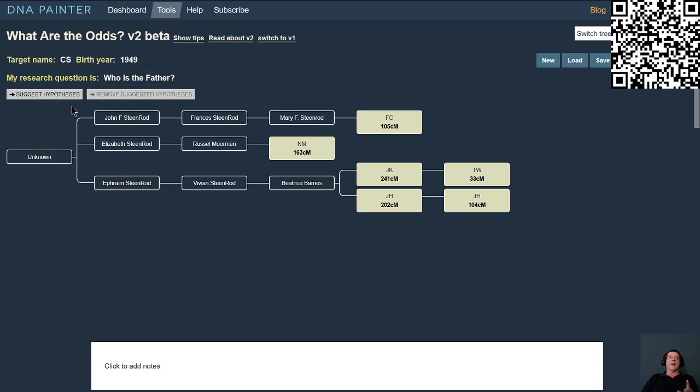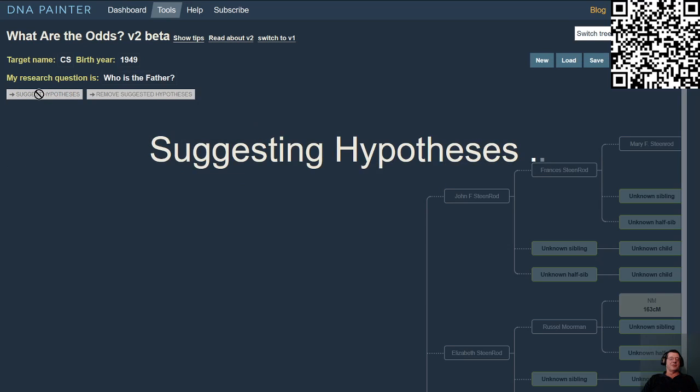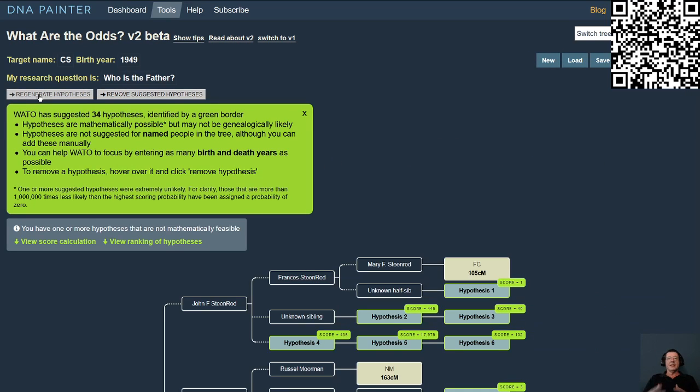But the real power is right here where it says suggest hypotheses. Now, don't forget to put a year in here. I forgot for a while, and it threw me off. Why isn't it giving me the hypotheses? Oh, it clearly says you must put in a year. So make sure you put in the birth year of the person, or an estimate, and then suggest hypotheses. What it does now is really, really good.